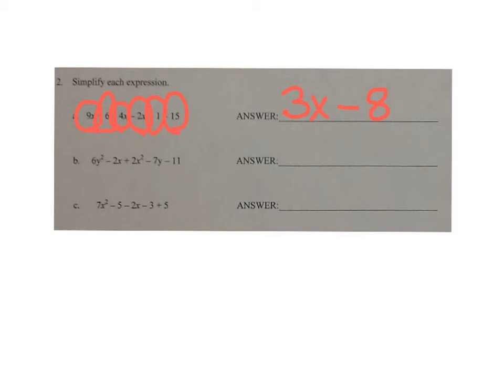If I was to lay out the tiles that represented this expression, they would all be different tiles. So there are no like terms to combine together. So this answer is already simplified. There's nothing we can do to make it more simple.